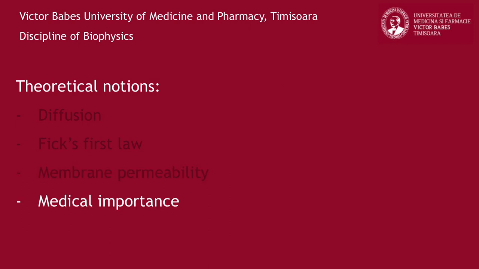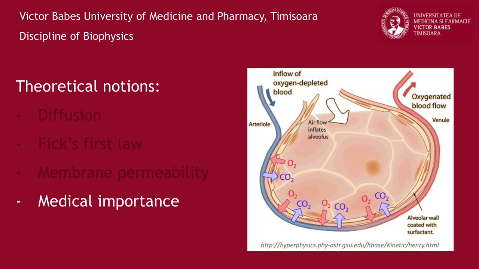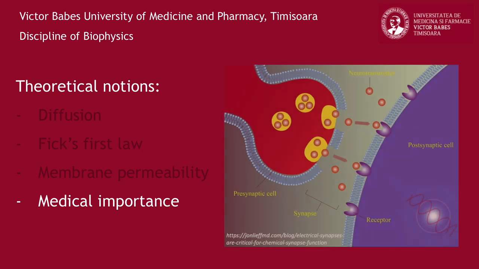Gas and liquid diffusion is observed everywhere throughout the living tissues. As examples, in the human body, diffusion is critical in the gas exchange in the lungs. Also, in the chemical synapses, neurotransmitters such as acetylcholine are transported through the synaptic cleft via diffusion.